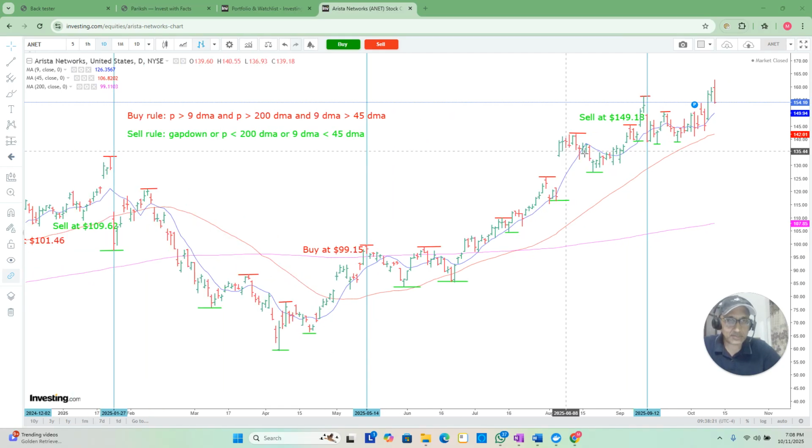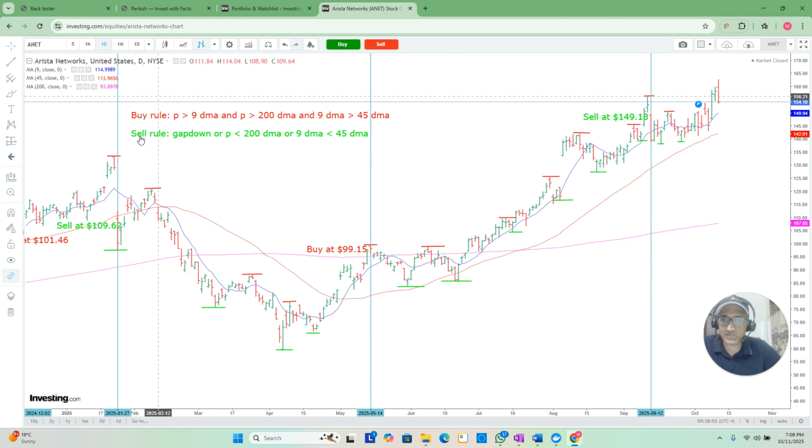And then this is a price bar chart. In each of these bars, if it's green, that means the closing price for the day was higher than the opening price for the day. And if it's red, it means the closing price is lower than the opening price of the day. And these red and green lines are just me marking the highs and lows so I can get a good understanding of the trend. So once again, this chart is for Arista Networks.